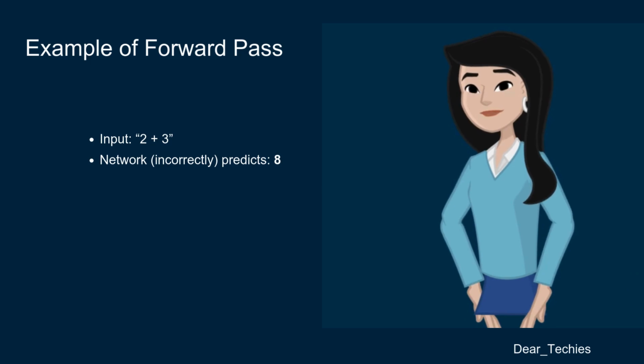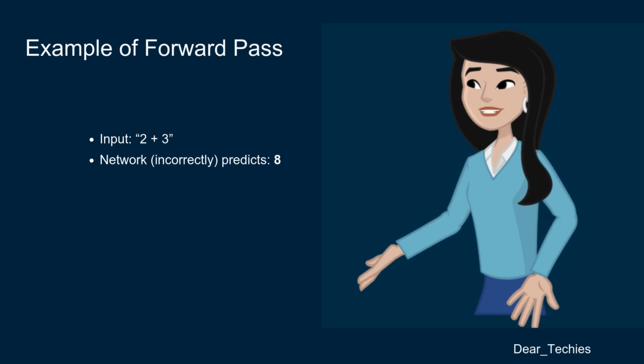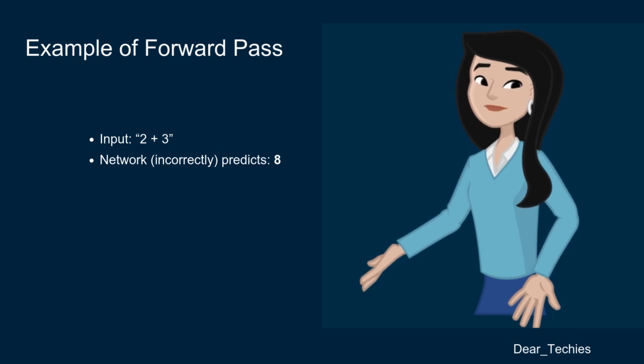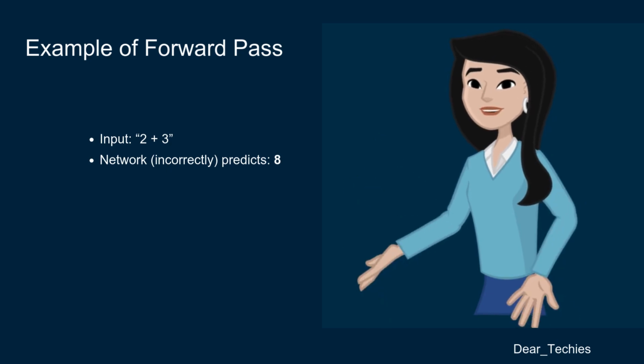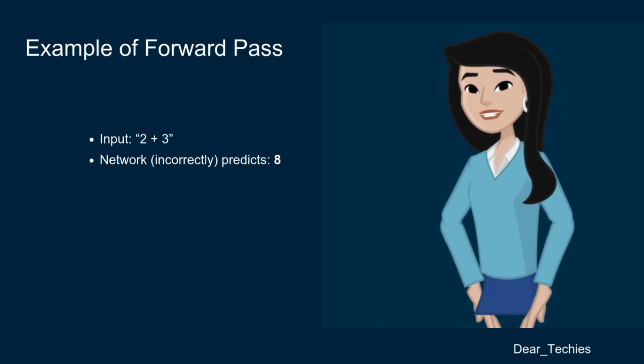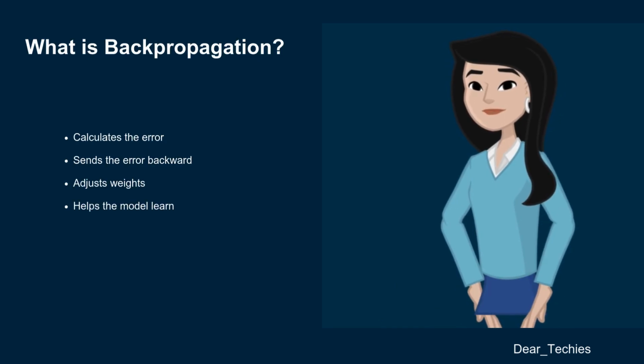For example, imagine we give the network the numbers 2 and 3 and expect it to learn addition. But at the beginning, the network doesn't understand math. So it may predict something random like 8. This prediction step is called the forward pass.